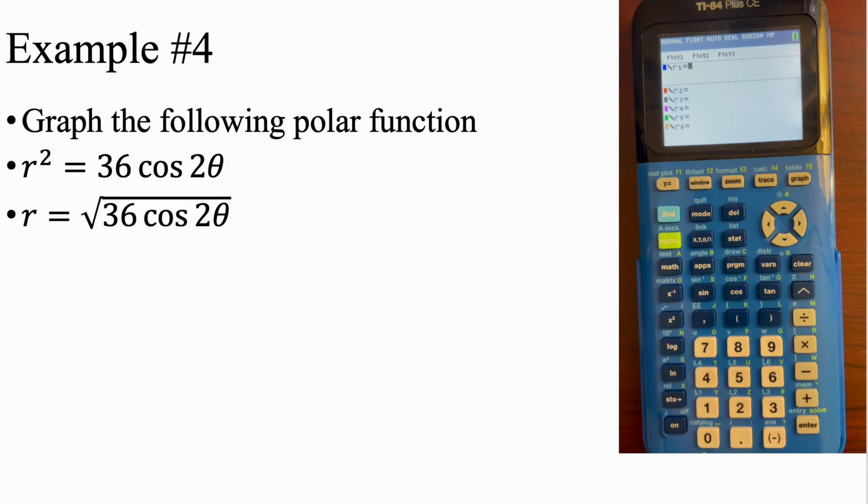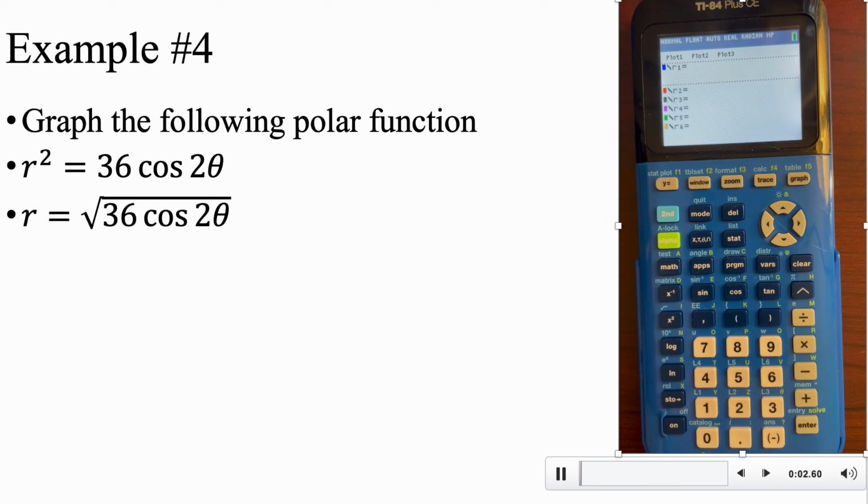All right, so we're going to take a look at the lemniscate here, which, as you can see, the equation is based on r squared. So we can't graph r squared. We have to rewrite it with the square root. So we do our square root of 36 cosine 2 theta. It doesn't matter whether it's cosine or sine, it always has to be a 2 theta for this to work.